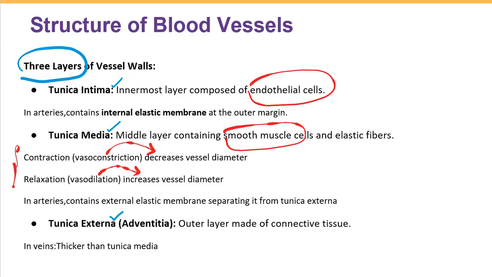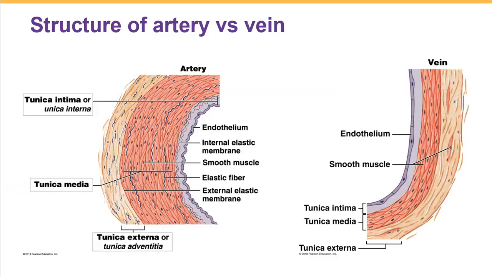And we also mentioned we have the internal elastic membrane and external elastic membrane, found between tunica intima and tunica media, and between tunica media and tunica externa, which are collections of elastic fibers found in the artery.